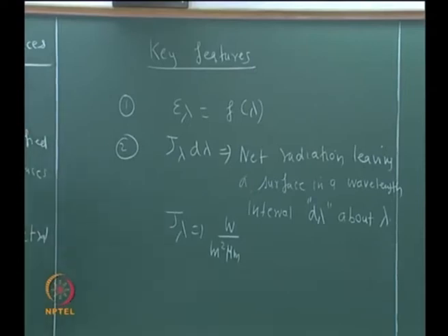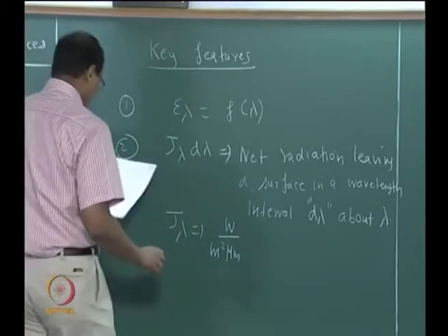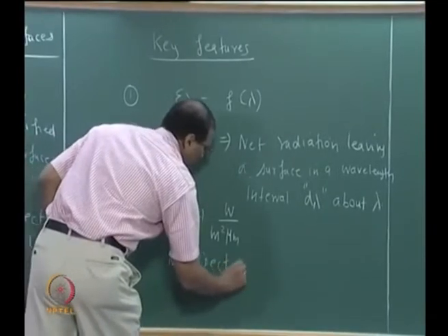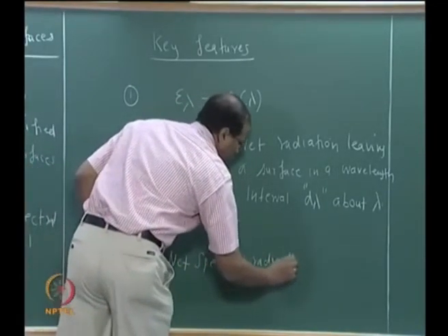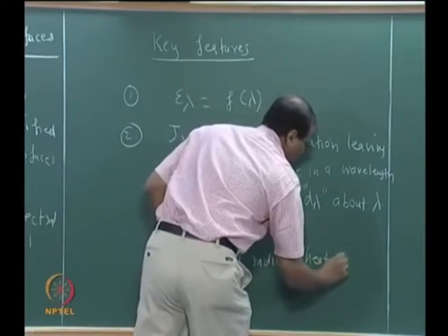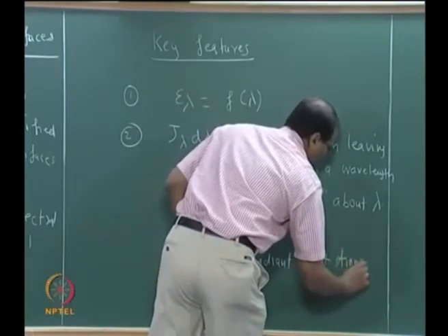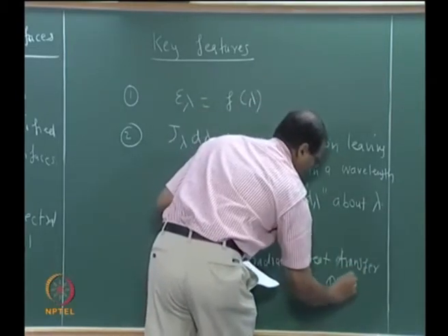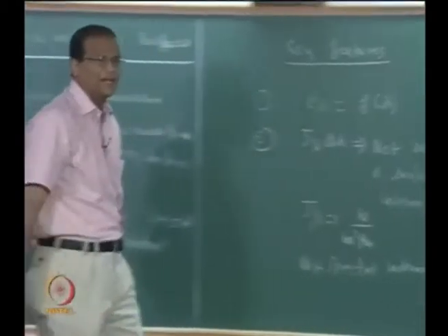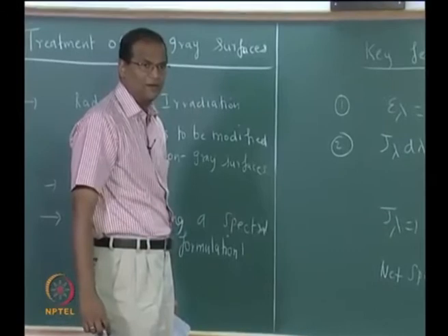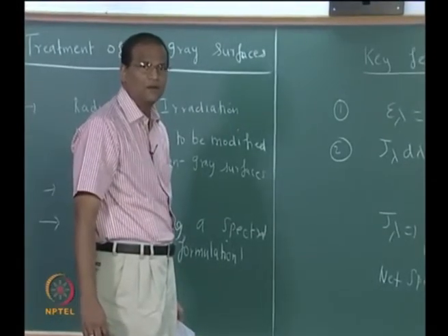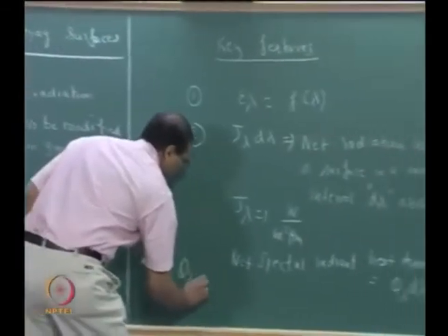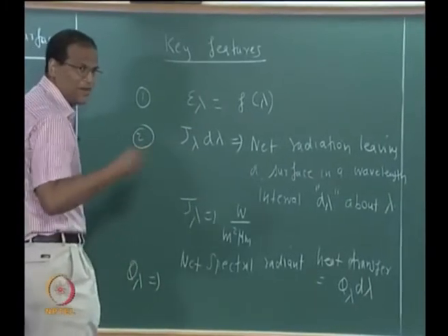Now net spectral radiant heat transfer is q lambda. What should be the units of q lambda? Watt per micrometer, very good. So if I put small q, it is a different story, it is watts per meter square per micrometer.